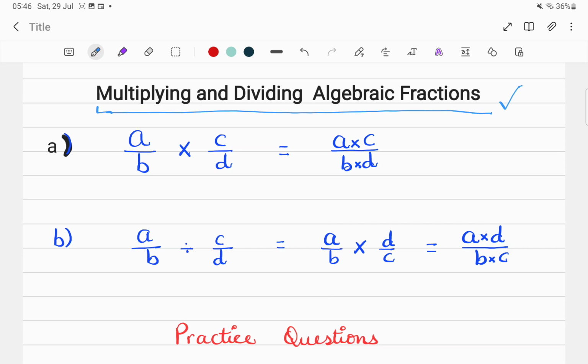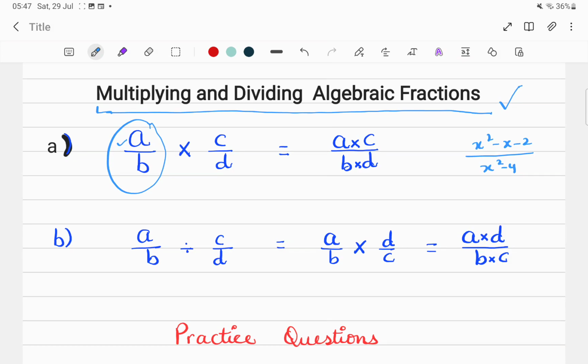Now, I am showing you a very simple example. Let's say we have one algebraic fraction as a over b. It can be as complicated as possible. For example, a can be a quadratic expression, let's say x squared minus x minus 2, and b can be something like x squared minus 4. So it is possible, and it can be as simple as just a over b as well.